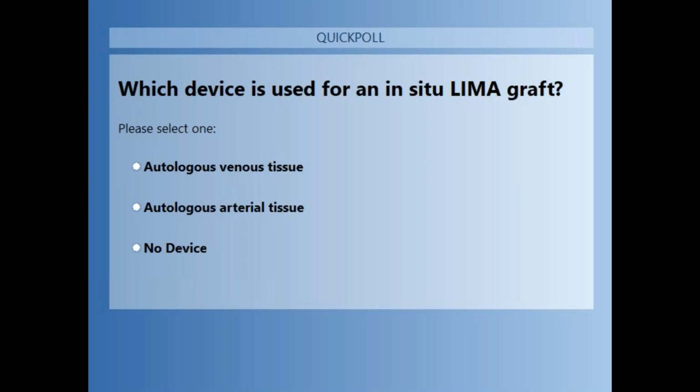Let's see. Which device is used for an in situ LIMA graft? Autologous venous tissue, autologous arterial tissue, or no device? Getting a few more answers coming in.